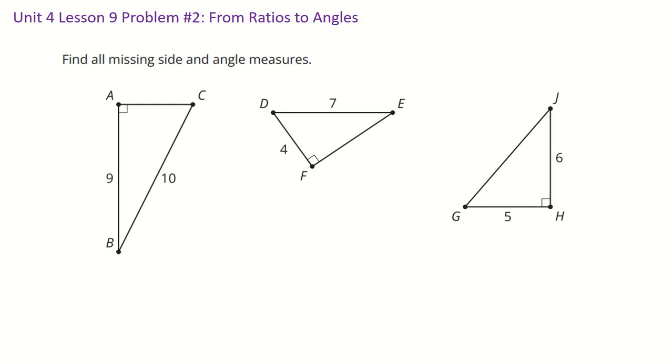Take a moment to read Unit 4, Lesson 9, Problem number 2, From Ratios to Angles. In this activity, students are calculating the measure of missing angles and sides.